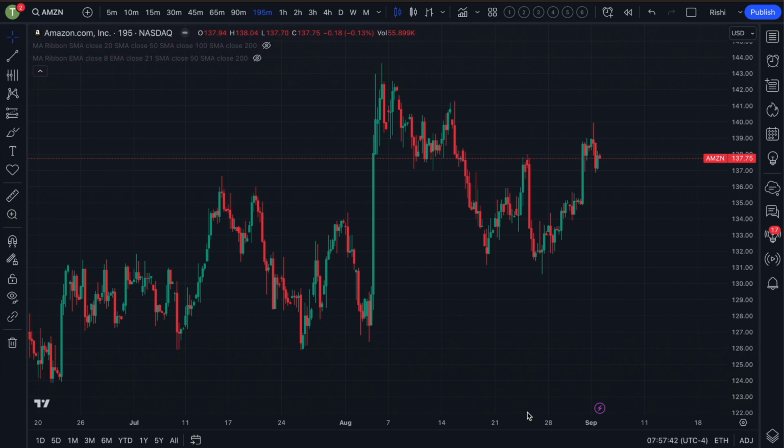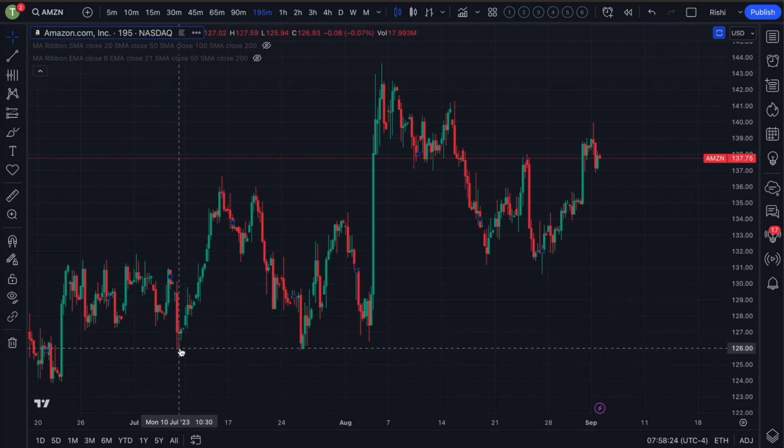Alright, so here I just pulled up an Amazon chart over the 195-minute time frame, and I wanted to show you a prime example of support. First off, when you're trying to draw support levels, you want to see that the asset price has reversed at least twice. When you can see that this level has been retested, this is a sign of a strong support or resistance level.